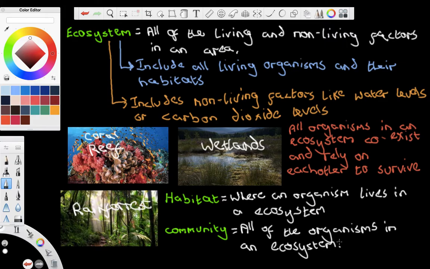Okay, so an ecosystem is all of the living and non-living factors in an area. This includes living organisms and their habitats, and it also includes non-living factors such as water levels and carbon dioxide levels. Examples of ecosystems include a coral reef, a rainforest and wetlands. All of the organisms in an ecosystem coexist and they rely on each other to survive. A habitat is where an organism lives in an ecosystem, and a community is all of the organisms in an ecosystem. Okay?